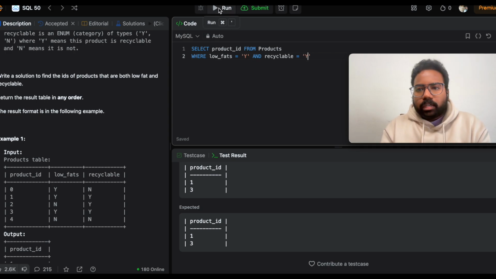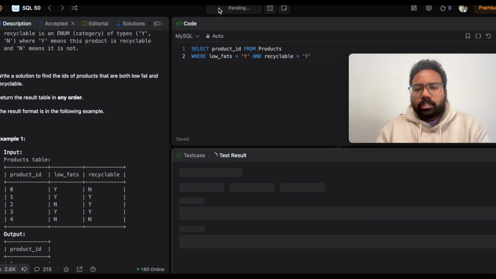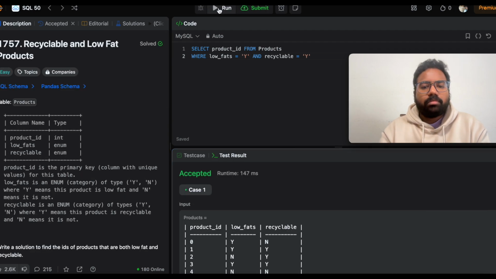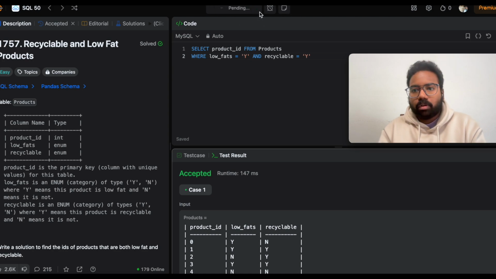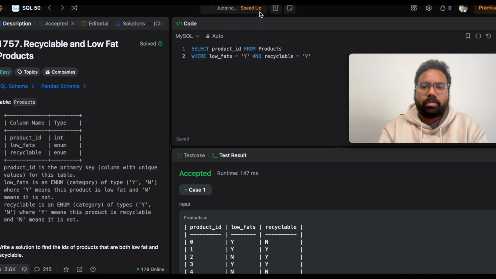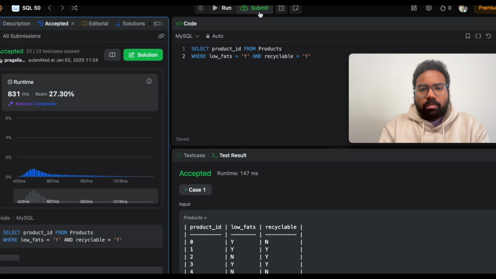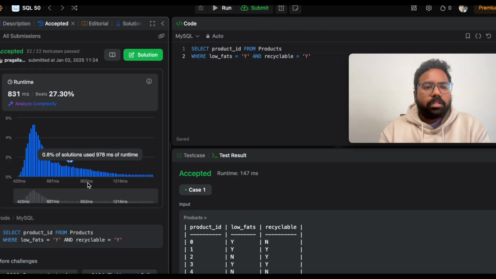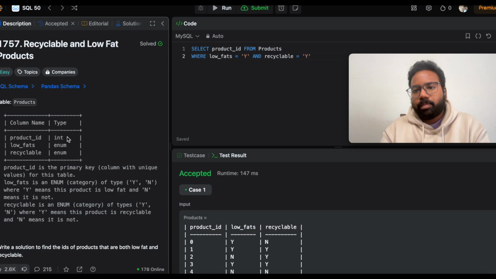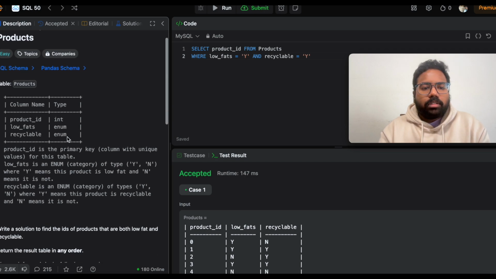So let's run this and see whether we are passing all the test cases or not. Yeah, so we passed all the test cases here, and let's try to submit and see whether all the hidden test cases are actually passed or not. So as we can see, all 22 test cases are passed. So it's a pretty straightforward question, and a simple way we can actually start learning SQL.